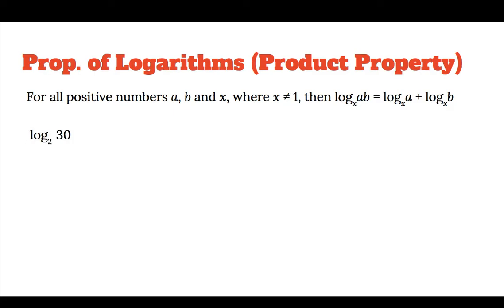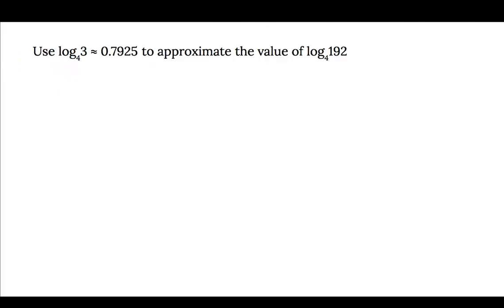So here's a concrete example. Say I have log base 2 of 30. 30 could be rewritten as a multiplication of two numbers. So if we factor it apart, we have 5 times 6, since 5 times 6 is 30. Using the product property, I can pull this apart and have two separate logs for the 5 and the 6. So log base 2 of 30, or log base 2 of 5 times 6, is the same thing as saying log base 2 of 5 plus log base 2 of 6.